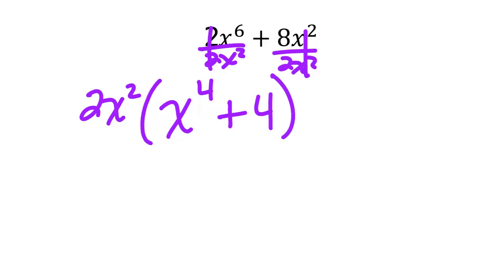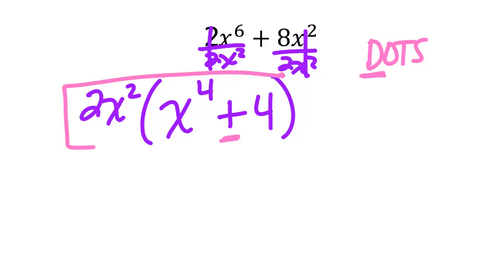And then you check for dots. What does the D stand for again? Difference, which means subtraction. Is this a subtraction? No. That means you do not have dots, and that's your final answer right there. Okay?